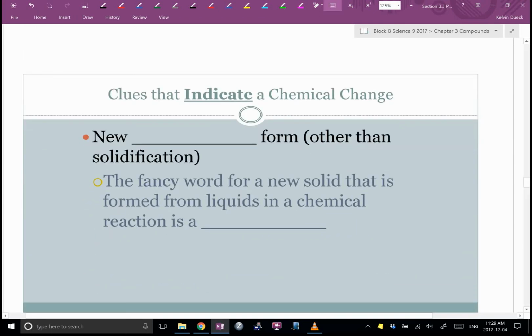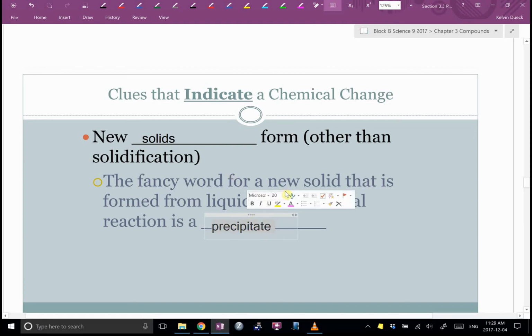Clues that indicate a chemical change. These are worth putting a little star next to. Number one, new solids form. You're mixing two liquids together, and when you shake them up, all of a sudden you see some solids gathering on the bottom. Probably that means that chemicals are combined in a different way, and we have a fancy word for that. The fancy word for a new solid that is formed from liquids in a chemical reaction is a precipitate.